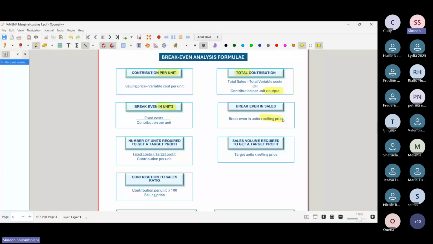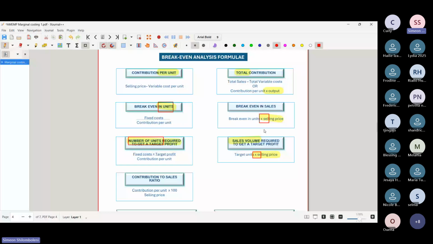Number of units required to get the target profit. Number of units is just the same as here. Units. But when we come now to the sales value, which is in dollars, you just again multiply with the selling price. So you can see we are multiplying with the selling price here. We are also multiplying with the selling price there. Why? Because here the answer is asking in units, and here it's also asking in units. When it comes to dollars or in sales, we just multiply with the selling price. But that's just a snapshot of it.